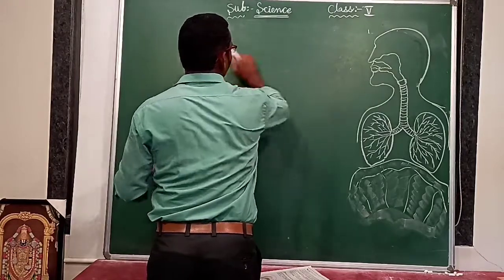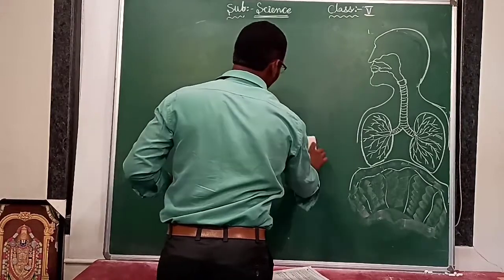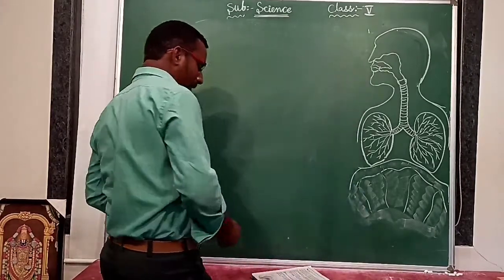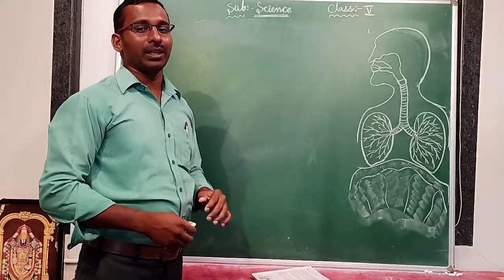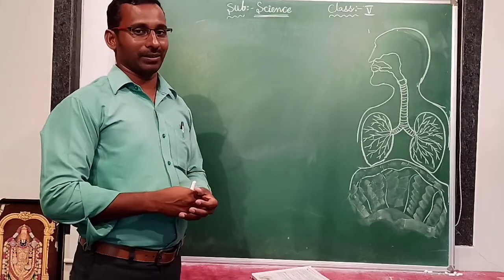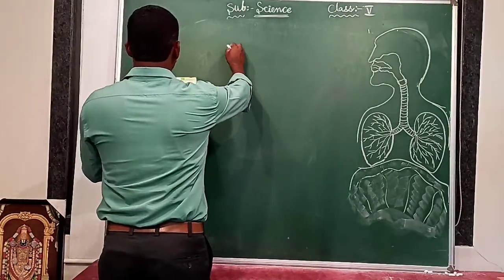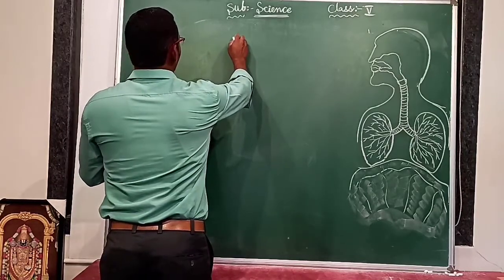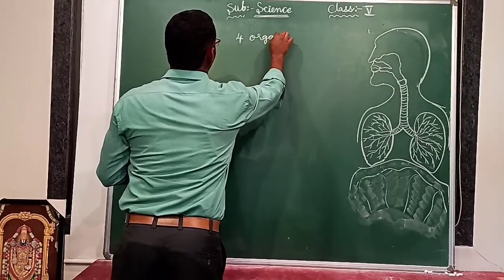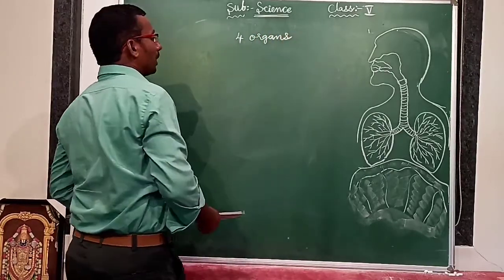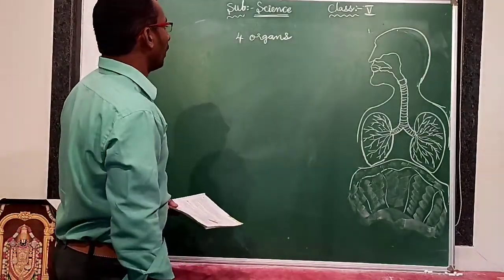Now we are going to discuss. We are taking air and releasing air out. Is it okay? Clear? But in this respiration process, or in this respiratory system, we have mainly four organs. How many organs are there? Yes. So this respiratory system is made up of four organs. These four organs are involved in the respiratory system. Okay, so what are they?